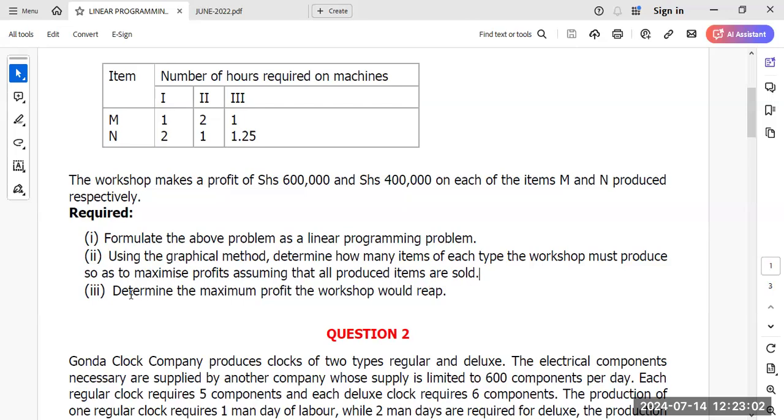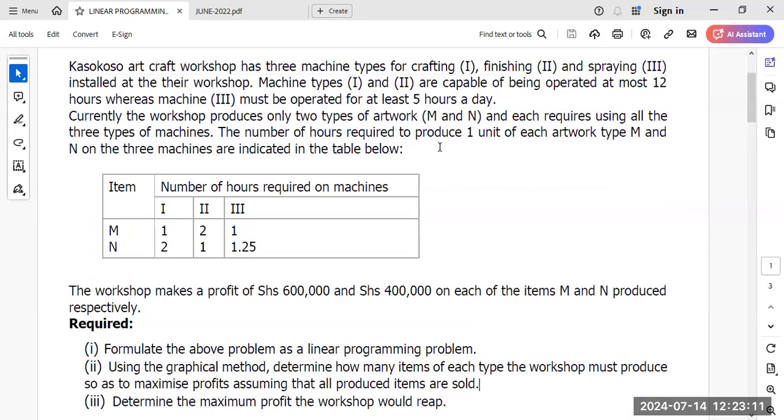Then at the end of it all, they are telling us to determine the maximum profit the workshop would reap. So we analyze our case study. As you analyze your case study, what are you interested in? You're following your steps to form the linear programming model. Identify and define decision variables. So here we are trying to see what our decision variables are in this question.